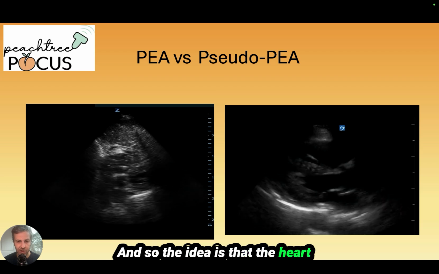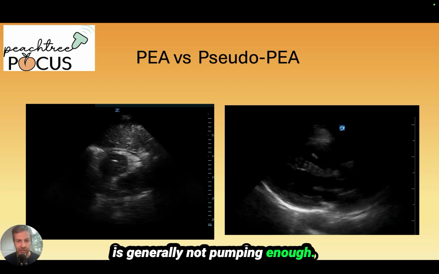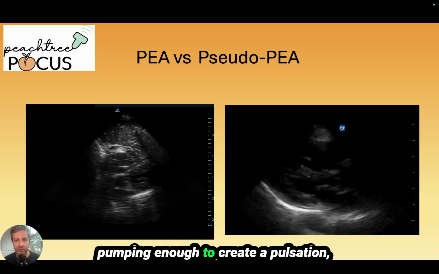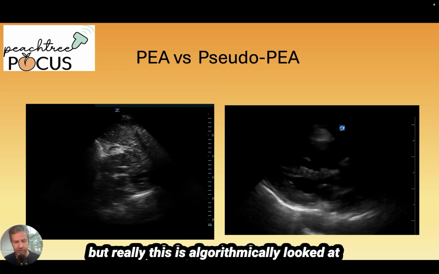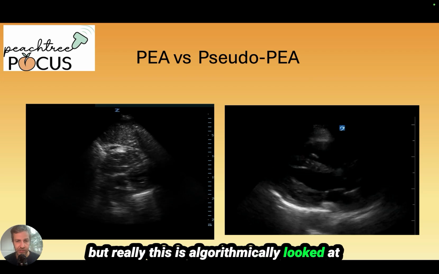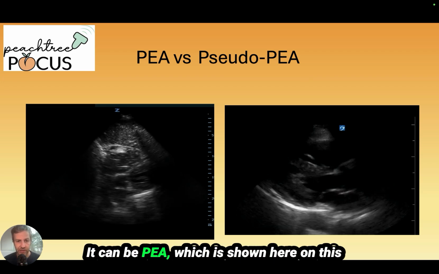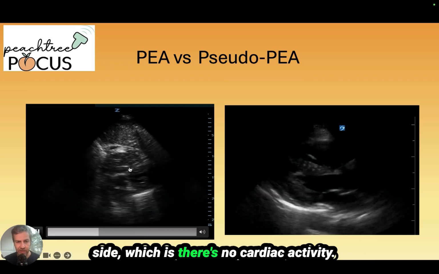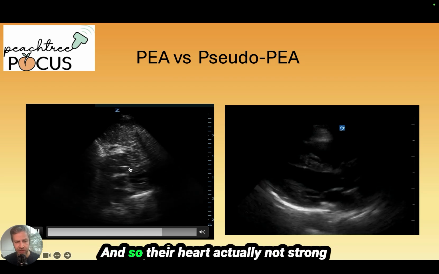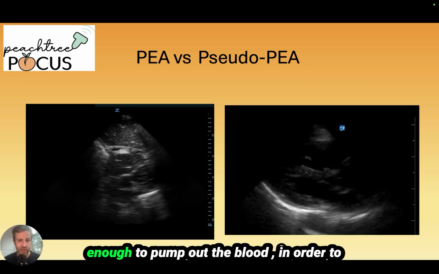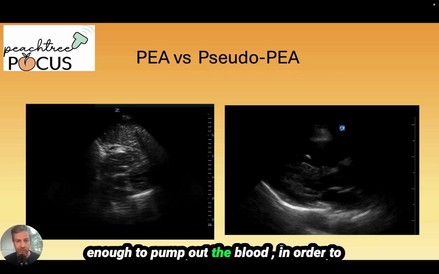And so the idea is that the heart is generally not pumping enough, or the thought is that the heart is not pumping enough to create a pulsation. But really, this is algorithmically looked at in ACLS, but really, PEA can be two things. It can be PEA, which is shown here on this side, which is there's no cardiac activity. And so the heart is actually not strong enough to pump out the blood in order to create a pulse.